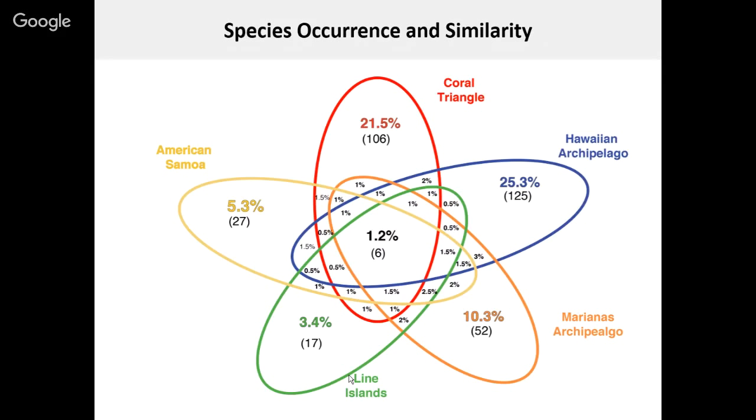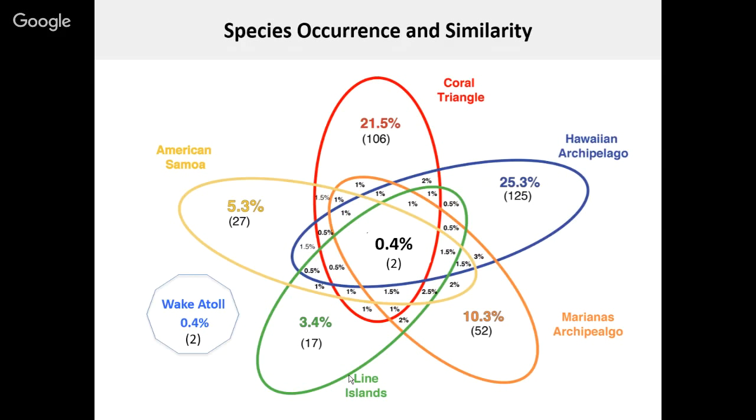The coral triangle, it's 21.5% of everything from within the coral triangle. And it was 106 species. And anywhere it crosses the line, that's the percentage of similarity of shared species. So there's very little. And once you add on Wake, it's 0.4% shared species across all 6 of these regions.